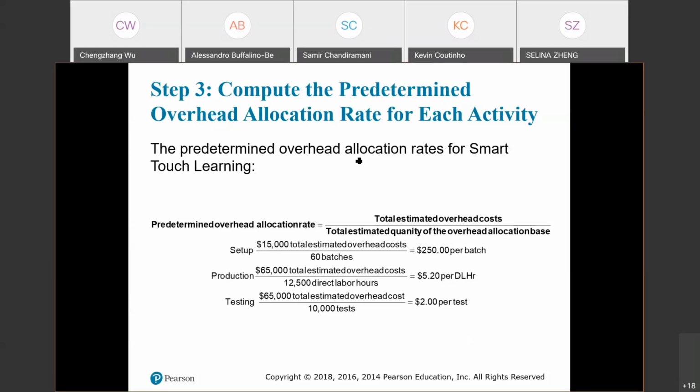The predetermined overhead allocation rate for Smart Touch Learning Company is listed in these slides. So to know the predetermined overhead allocation rate, we use the total estimated overhead cost incurred for each different activities divided by the total estimated quantity of the overhead allocation base. So let me use one activity as the example.